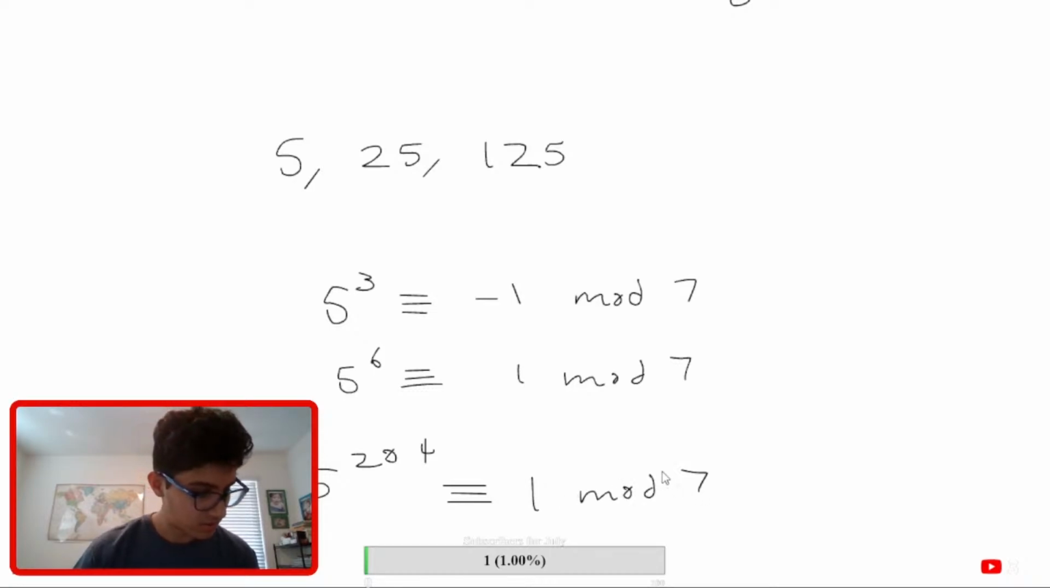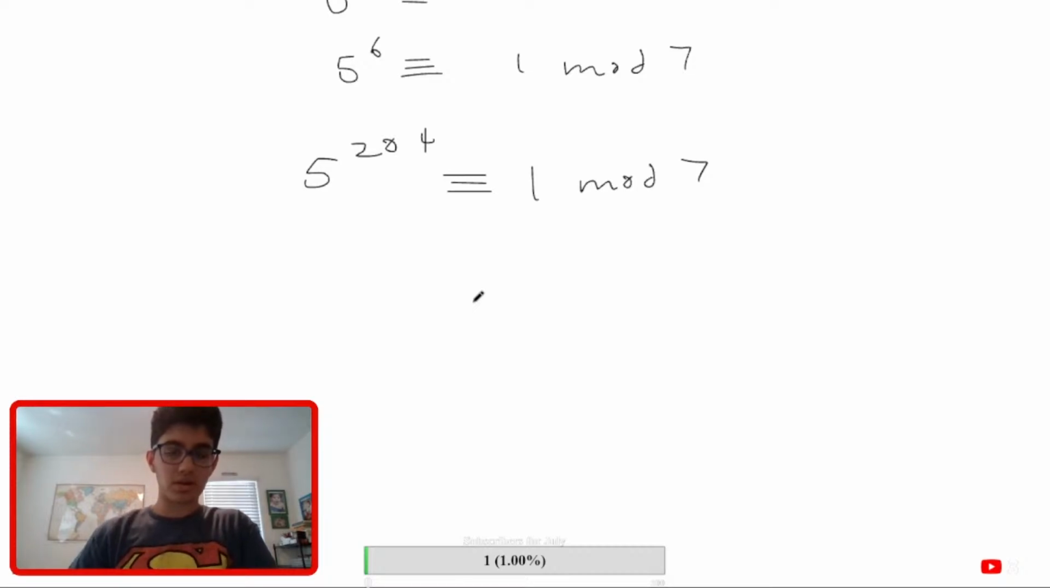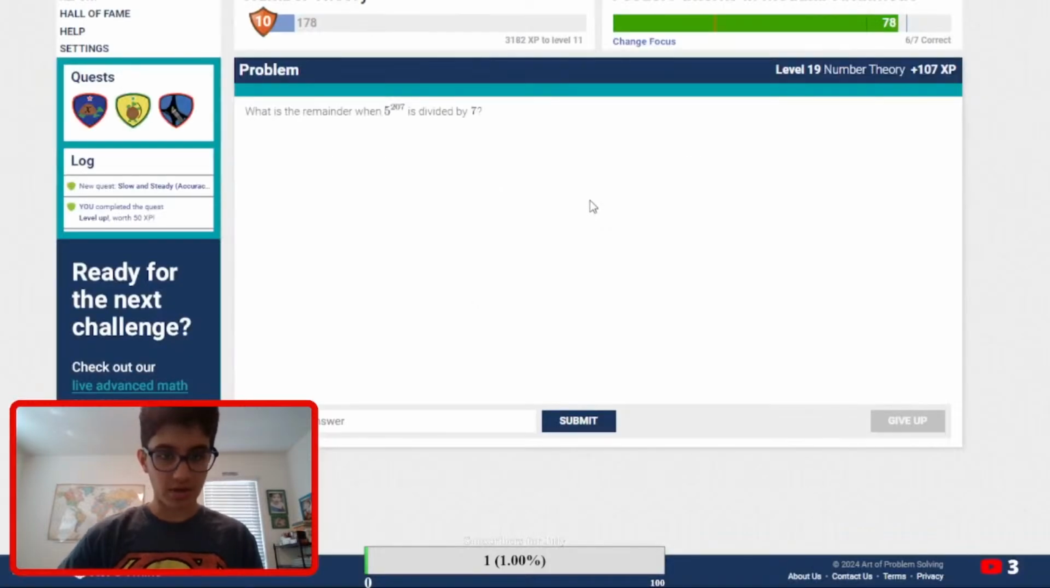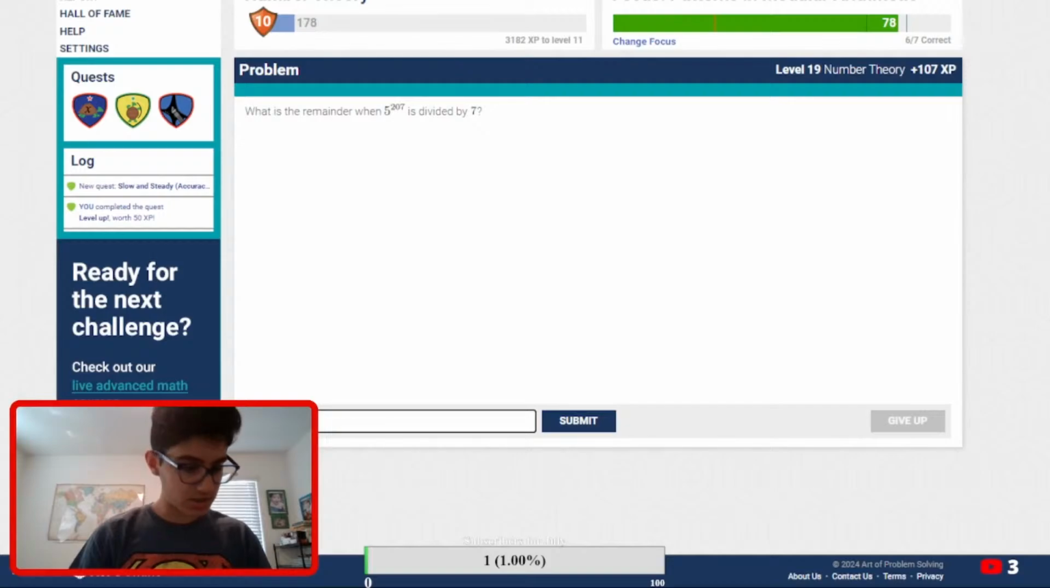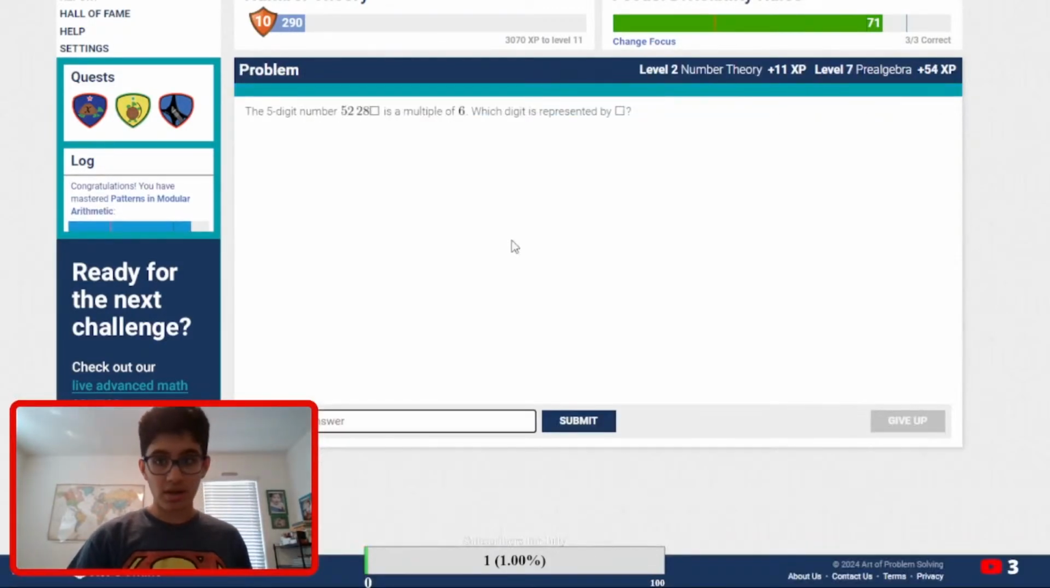So it should just be, really, what is it? Wait, I'm kind of blocking it out right now. Okay, so we've gotten all the way to 5 to the 204. That's congruent to this. Then it's 125. So it'll just be negative 1, right? It should just be negative 1. Oh, meaning 6. So I'm going to put that in and see. Correct. Okay, done.